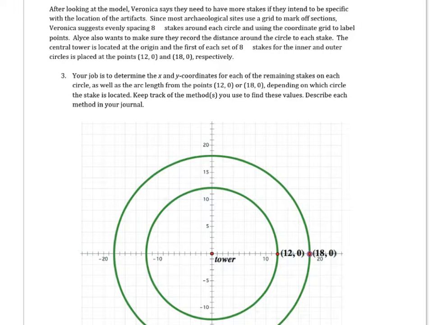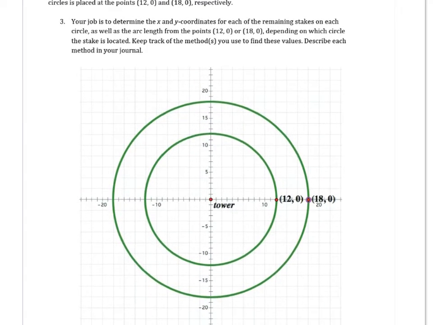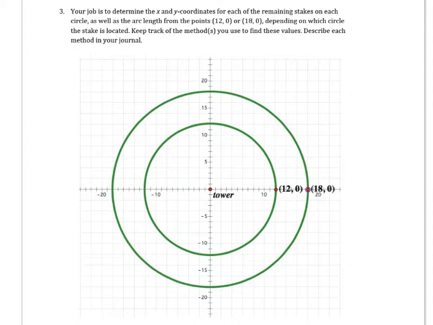The central tower is located at the origin, and the first set of 8 stakes for the inner and outer circle is placed at (12, 0) and (18, 0). And you can see that labeled on our picture here. Our job is to determine the x and y coordinates for the remaining stakes on the circle, as well as the arc length from the points (12, 0) or (18, 0), depending on the inner or outer circle. We're going to keep track of the methods. So we'll write down the methods we use because we're going to need them on the next page again.